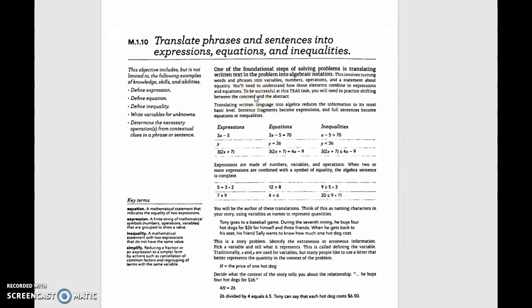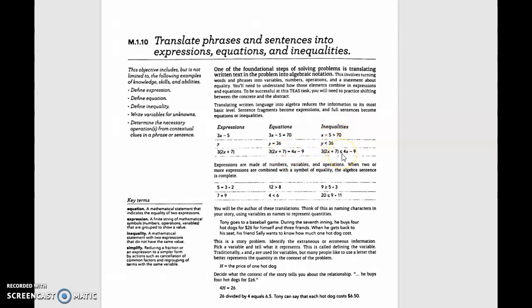Now, to be successful at this particular section on the TEAS task, you will need to practice shifting between the concrete and the abstract. So translating written language into algebra reduces the information to its most basic level. Sentence fragments become expressions. Full sentences become equations or inequalities. And here are a few examples of each one. You can notice from the expressions there are no equality symbols, so there's no equal sign. Then in an equation, no matter how difficult or how simple it is, you have an equal sign. And your inequality is basically the same thing as an equation, except it has an inequality symbol.